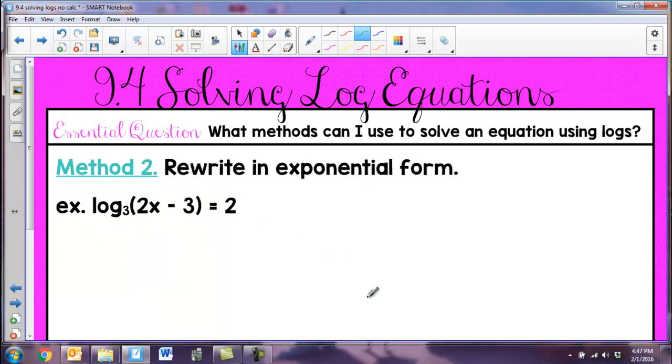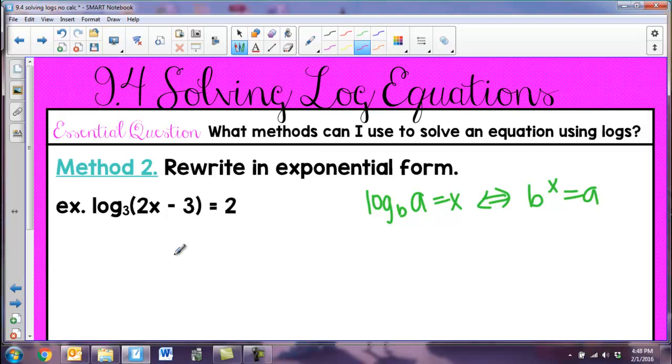The second method that we can use is to rewrite in exponential form. So if you're faced with a log equation that says log of something equals something else, we could go ahead and rewrite this using that log rule that we know. So we know that log base b of a equals x can translate either direction into b to the x equals a. Okay, where your base is the same, this is your exponent, this is your argument.